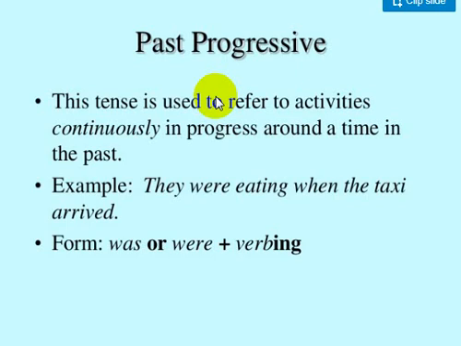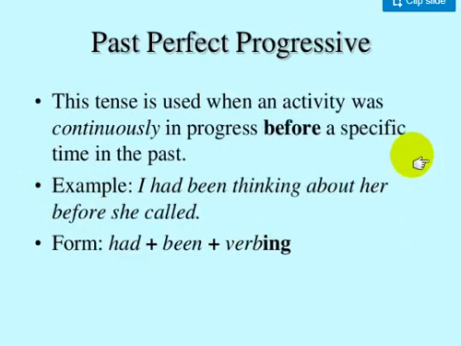Okay, I can use it also to talk about a long action in the past that is interrupted by a short action. When I say here, they were eating, this is the long action. When the taxi arrived, here it is interrupted by the taxi, which is the short action, and look here, the short action is in the past simple. The form of the past progressive is was or were plus verb and ing.